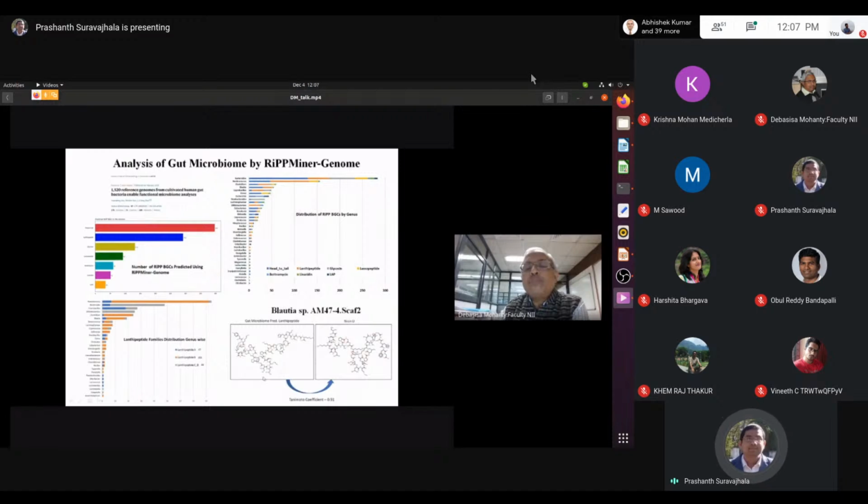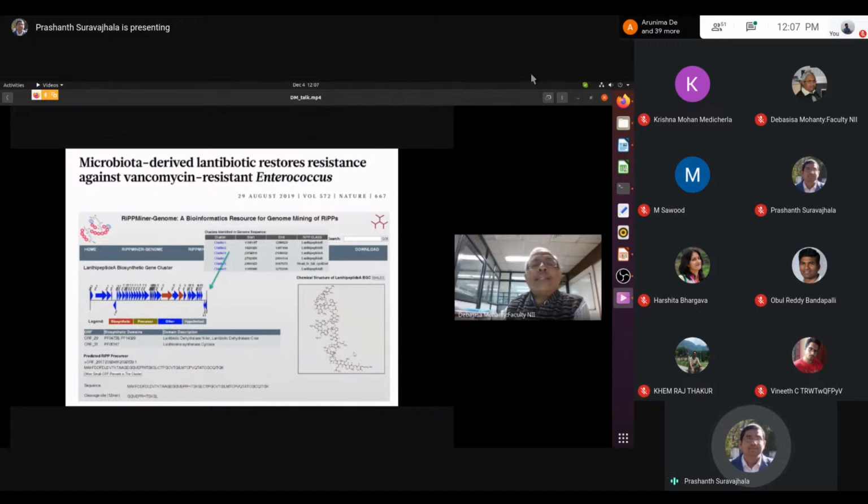This is a molecule whose cross-linking structure we predicted using our program RiPPMiner. This molecule is similar to a known molecule called nisin U up to 99%. This chemical structure similarity is measured using what is called the Tanimoto coefficient. Now the same approach, with RiPPMiner, if you give it a genome, we tested another example. There was a paper published where an antibiotic coming from a microbiota was restoring resistance against vancomycin resistant enterococcus. It is from Blautia producta.